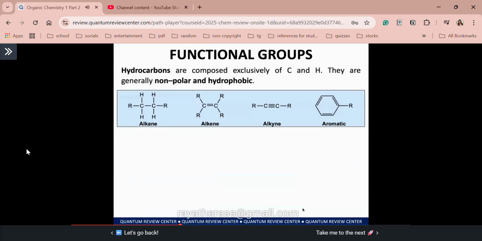Starting with your first functional group, hydrocarbons. Remember, they are composed exclusively of carbon and hydrogen bonds. They are, please remember this, non-polar and hydrophobic. Sir, what's the reason, class? Because they are chains of C and H bonding. Recall, C and H are non-polar. Okay, a non-polar substituent, class.